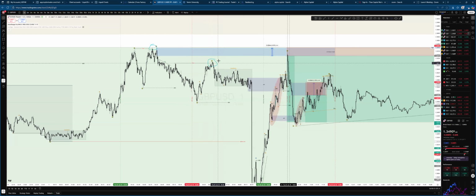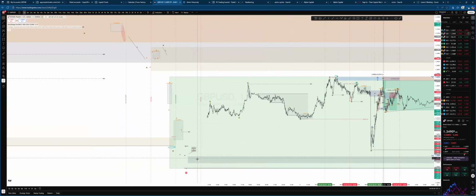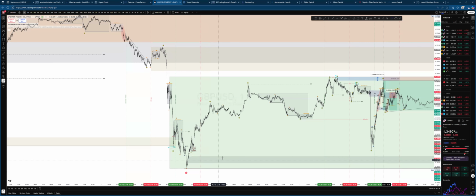When price came up here, it swept, gave us this accumulation going on here. This is all outside of our time window. And finally, it gave us this huge drop, but did not mitigate this demand. This demand was not mitigated.